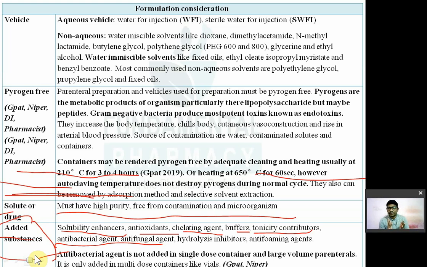Okay, but single dose containers like ampoules and your large volume parenterals, they don't require any preservative, they are terminally sterilized dosage forms. Okay, remember इसके ऊपर क्वेश्चन आ चुका है, ठीक है, यहाँ पे लिखा है, मैंने बोला भी है। So antibacterial agents are not added in the single dose container and large volume parenterals. They are only added in the multi dose container like vials.